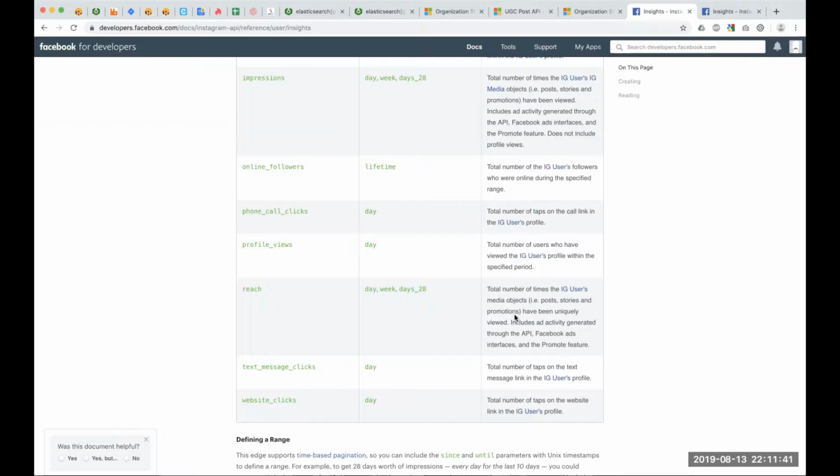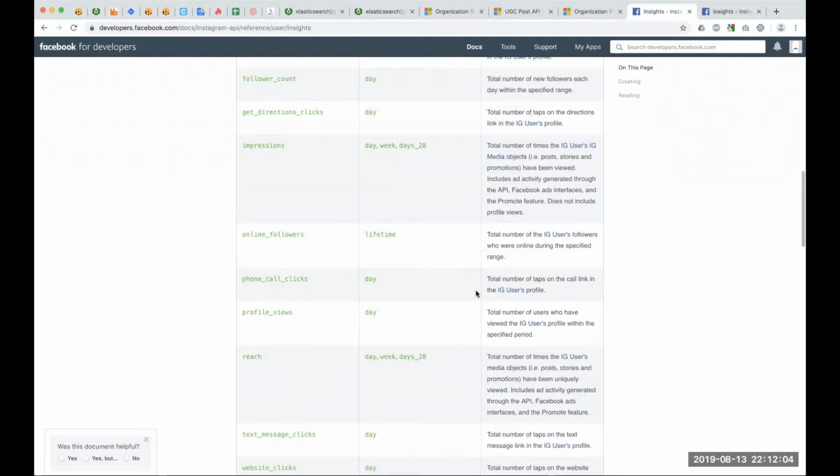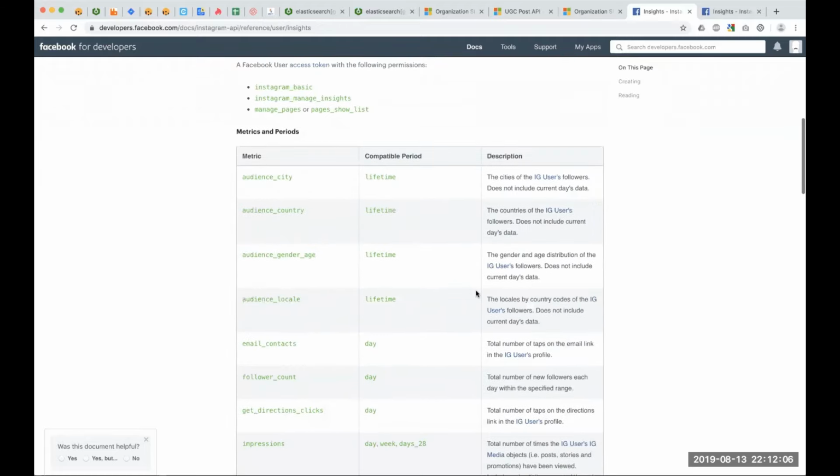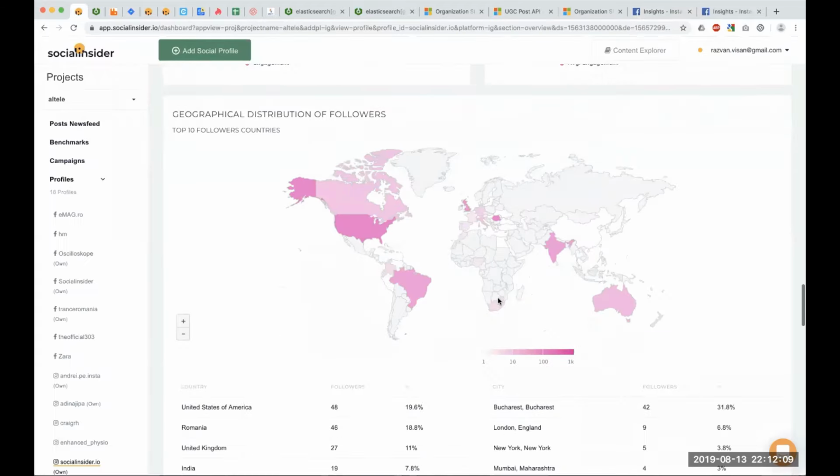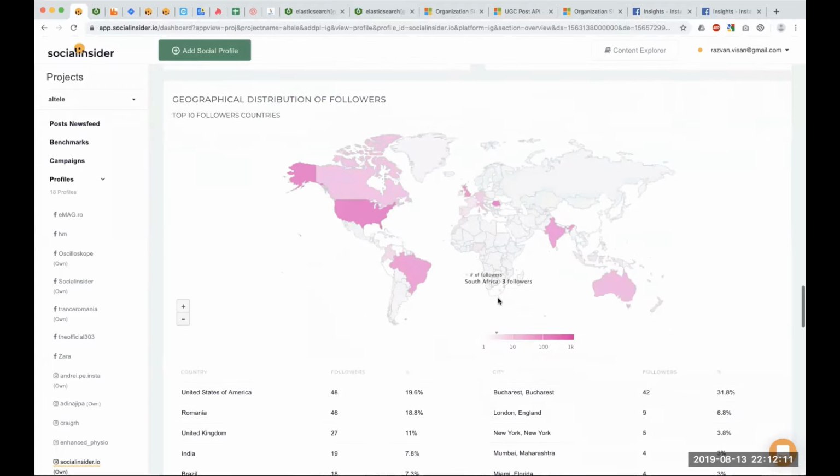But in the case of the reach, we're talking about unique accounts. So maybe an account has seen one of my posts today and tomorrow and the day after tomorrow, but in the week period, it's still going to count as only one account. So that's a pretty big thing to note. Okay, let's dig through.